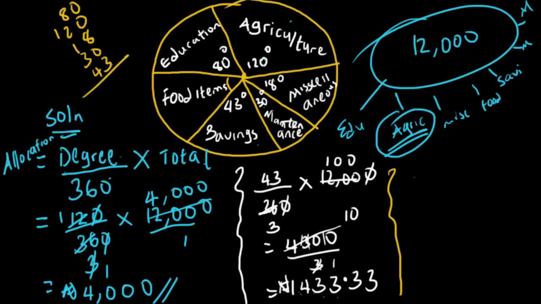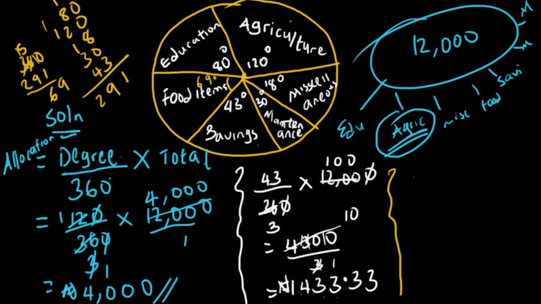Now 8 plus 3 is 11, 1 carry 1. 1 plus 8 is 9, 9 plus 2 is 11, plus 1 is 12. 12 plus 3 is 15, 15 plus 4 is 19. So we have 9 carry 1. 1 plus 1 is 2. So we have 291. So to get the degrees for food item, we do 360 minus 291. Borrow 1, we have 5. 10 minus 1 is 9. Borrow 1, we have 15. 15 minus 9 should give us 6. So it means the degrees for food item is 69 degrees.